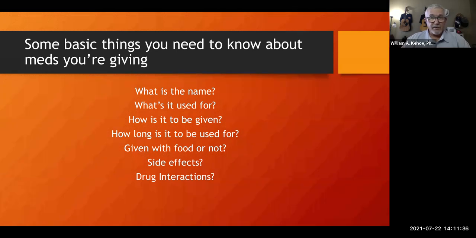Now, before you get nervous about all this, I'm also going to give you resources that you can use both on your smartphone or on your computer. There are sites that you can go to that are very user-friendly, where you can get information about medications.